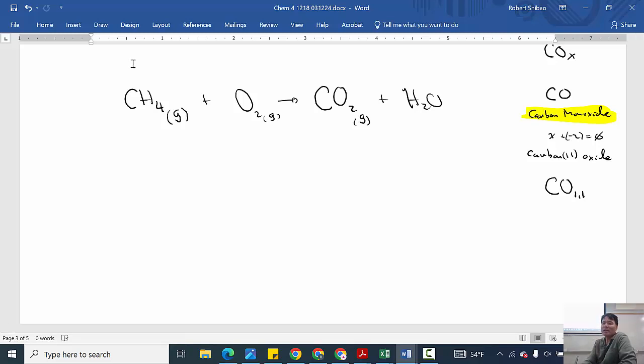Yeah, maybe not. Let's add a little bit more. Maybe I'm going to go carbon 1.15 oxide. How about that? Does that look good to you? How about 1.153? Is that safer? And how do you name this?